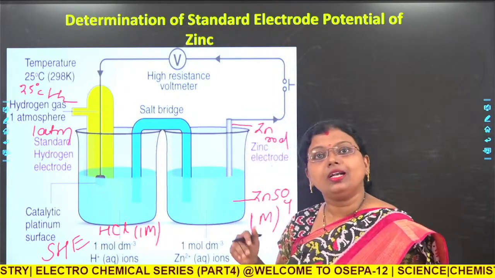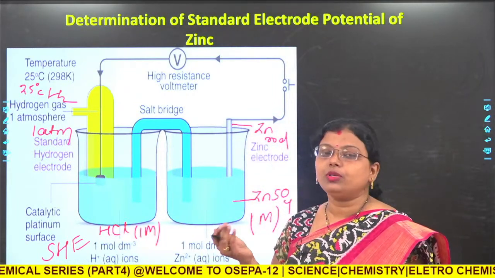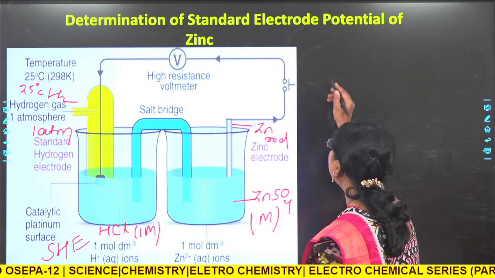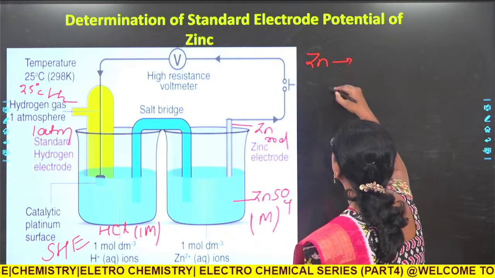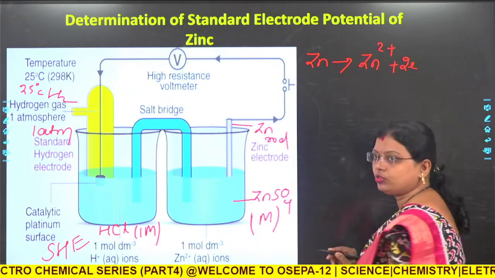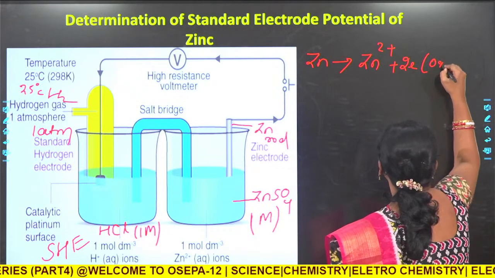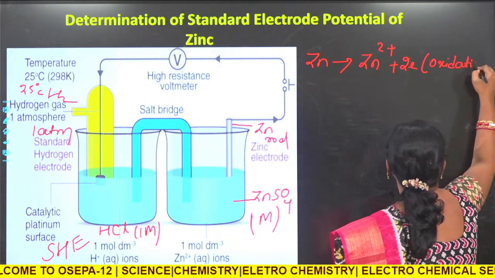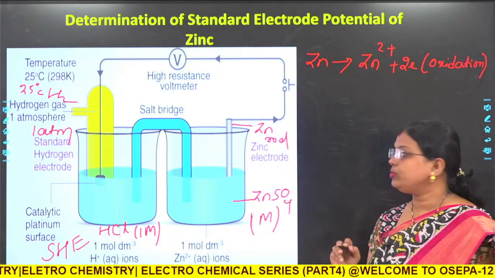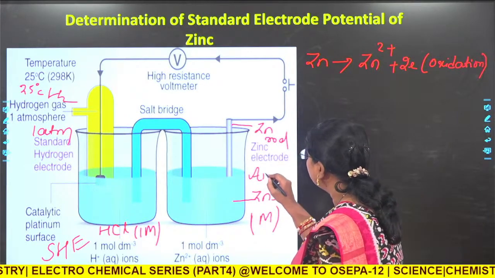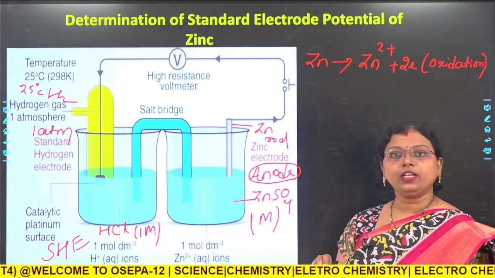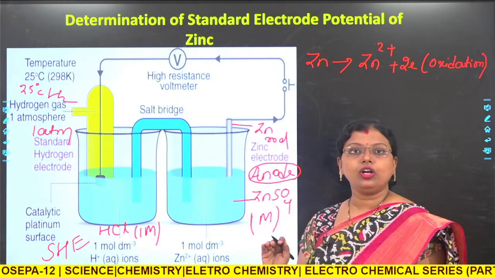That is, zinc is undergoing what? Oxidation or reduction? Obviously, it will undergo oxidation, because you know oxidation is the loss of electrons. So, that means here zinc undergoes oxidation producing electrons. This is the oxidation half reaction, and this electrode now becomes your anode. You know, oxidation takes place at the electrode known as the anode. Here zinc becomes your anode.